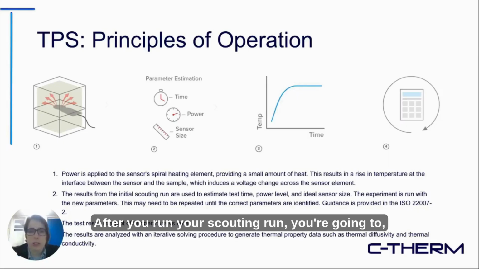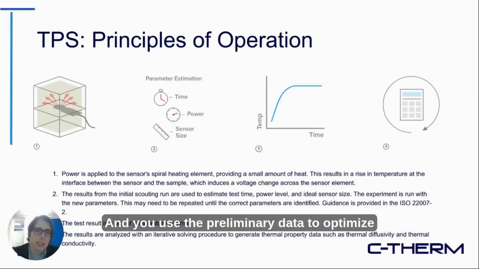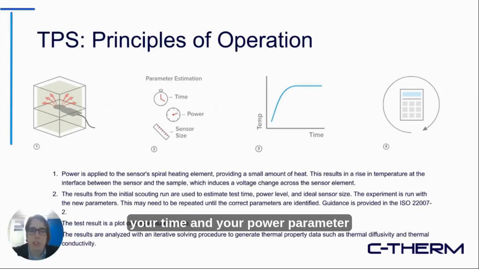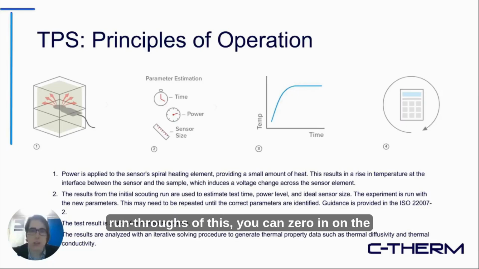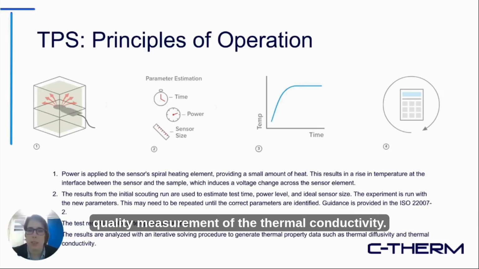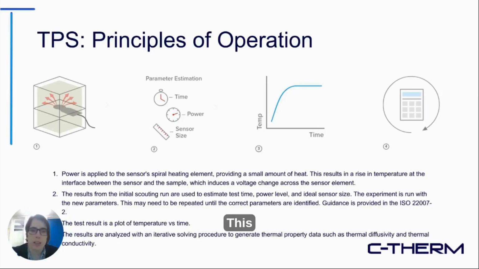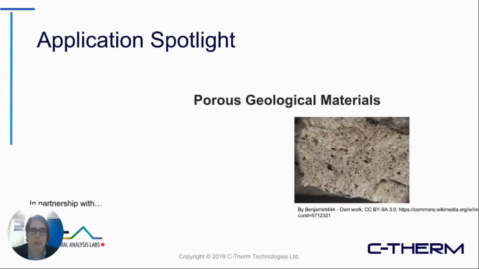After you run your scouting run, the software is going to analyze the first temperature versus time curve and report some preliminary data. And you use the preliminary data to optimize your time and your power parameter selection and rerun the test. And after a couple run-throughs of this, you can zero in on the ideal time, power, and sensor size to get a very good quality measurement of the thermal conductivity. This iterative procedure is a little bit time consuming and does require a fair amount of user expertise.